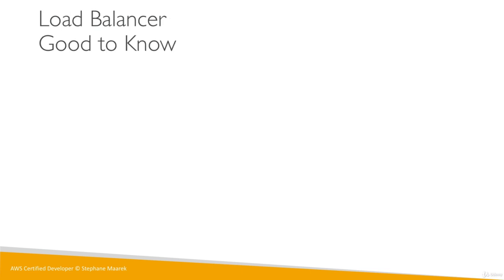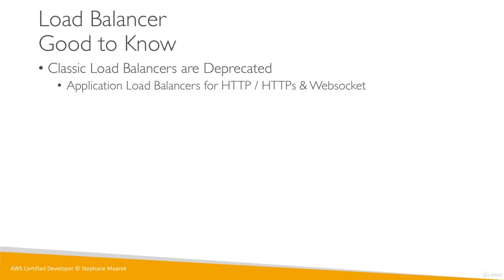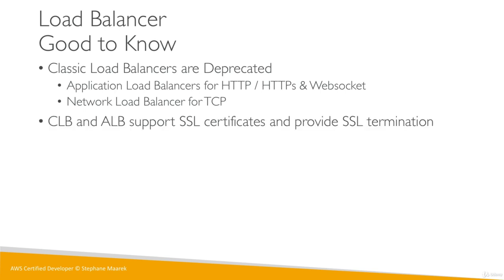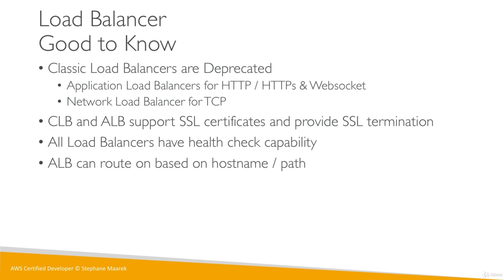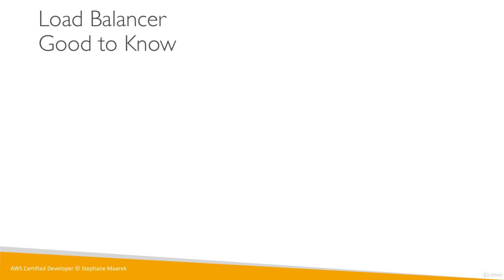Now, good to know, the classic load balancers, as I said, are deprecated. Now you want to use the application load balancer for HTTP and HTTPS and WebSockets, and you want to use the network load balancer for TCP. The CLB and ALB, so classic load balancer and application load balancer, support SSL certificates and provide SSL termination. All load balancers have a health check capability. The ALB can route based on the hostname and the path. The ALB is a great fit with ECS or Docker.